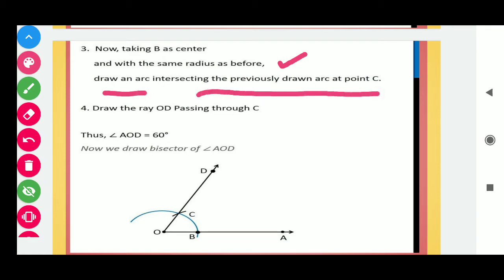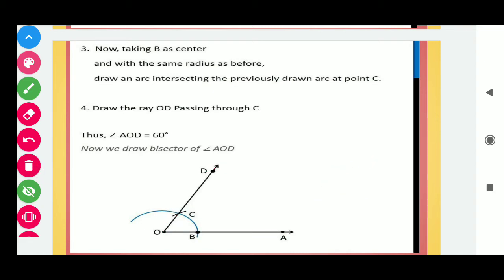What does it mean, students? Students, you have to open your compass and keep it the same. Don't move your compass, don't change your radius. Okay, so by taking the pinpoint at point B, mark an arc on the semicircle, and after that make a line which passes through this point C. In this way, this angle becomes a 60-degree angle, but we need to construct the 30-degree angle.